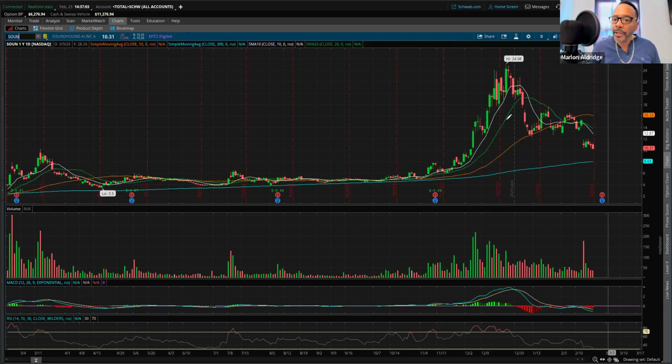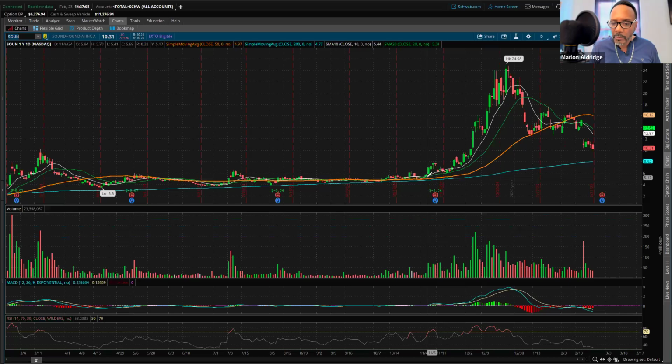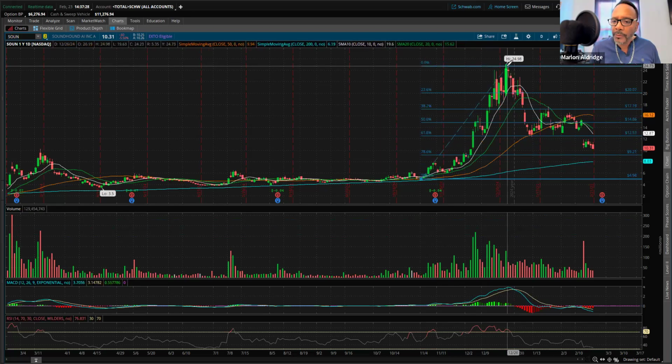I'm going to do the same thing. I'm going to do a retracement. I'm going to go down here. Back in November, looks like November 4th would be a good point. The lowest price at that time was $4.97. So I need to go down a little bit. 4.98, that's close enough. So I'll click, and then I'll go up to where the all-time high was, which is 24.98.